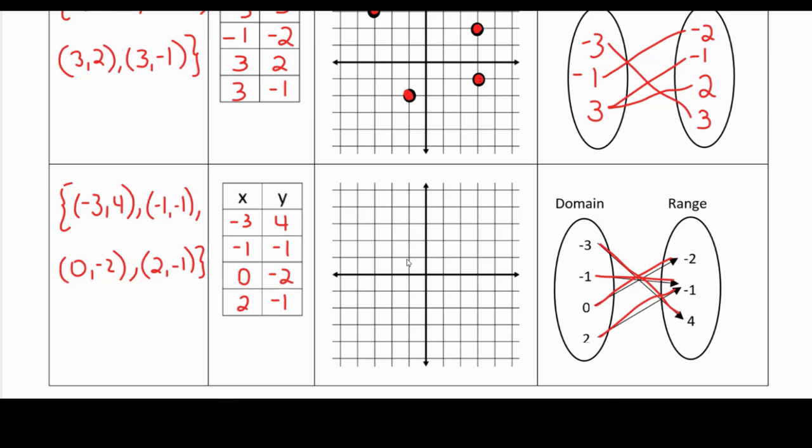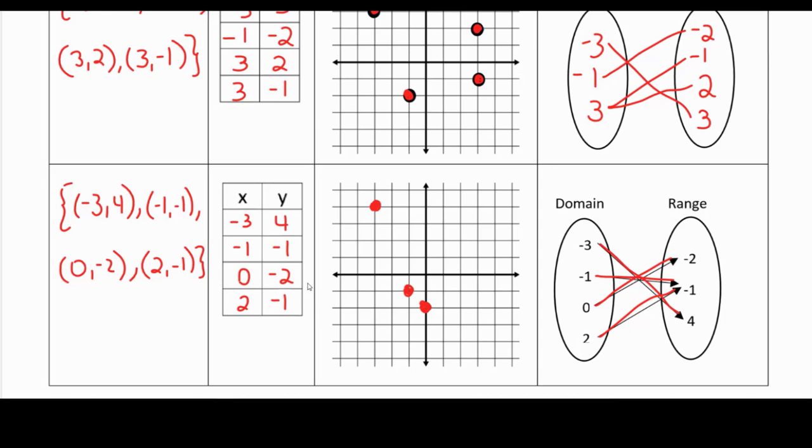Last thing is to draw the graph. So let's go ahead and do that. We start at the origin and we count 1, 2, 3 to the left, 1, 2, 3, 4 up. So that will be my first point. Then the next one, I'll go 1 to the left and then 1 down. The next point is 0, -2. Remember, 0 means I don't go to the right nor left, I stay there. And -2 means I go down 2 units. So there we go, my next point there.